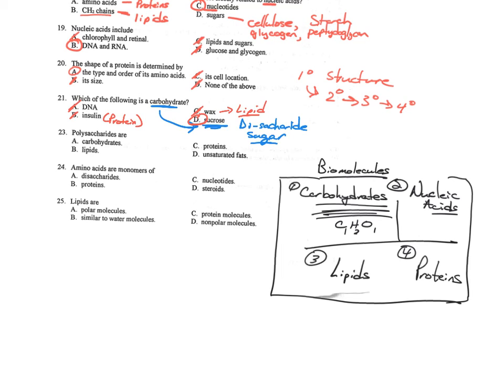But fructose is not a disaccharide. Sucrose is a disaccharide. Sucrose is table sugar. And so those are carbohydrates. Polysaccharides are what? Polysaccharides are many sugars. Yeah, exactly. So which one of those four is it? Not lipids. Very good, that's test-taking skill. Not unsaturated fats. That's right, it's not a fat. It's not unsaturated or saturated. Carbohydrates.